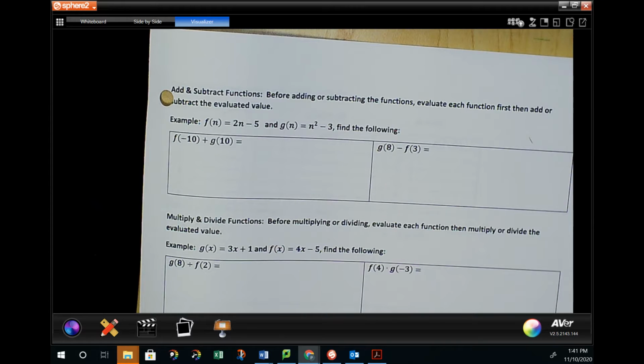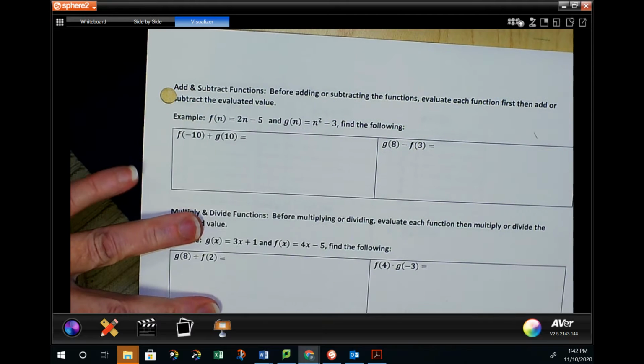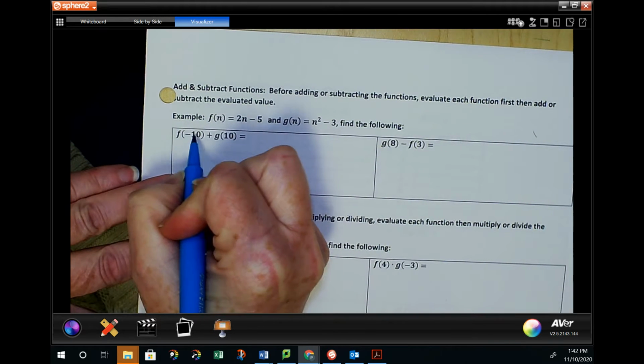Okay, so this last little section that we're looking at is where you're going to add and subtract functions. Before adding or subtracting functions, you have to evaluate the functions beforehand. So we have to go through and evaluate first, and then we're going to add and subtract. And we talked about evaluating both in the Zoom and in some notes at the beginning of this when we solve functions.